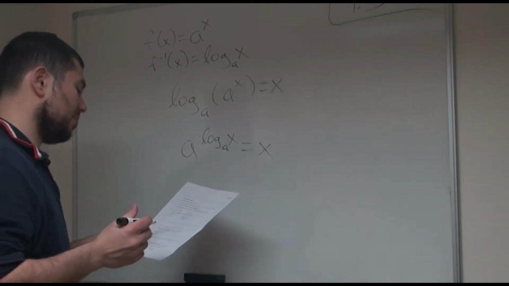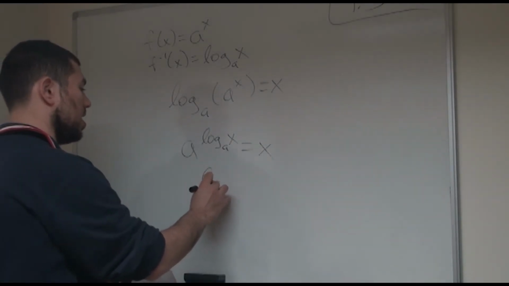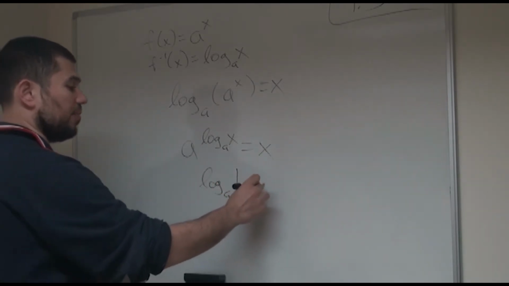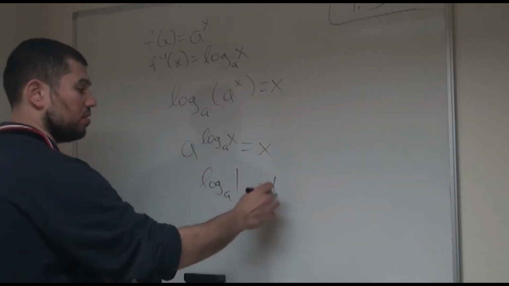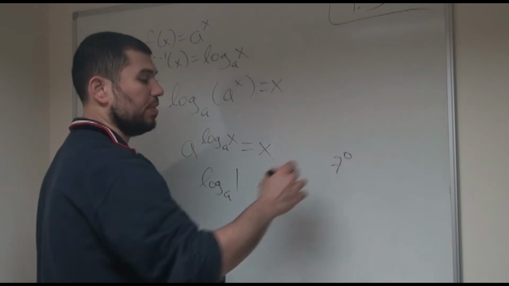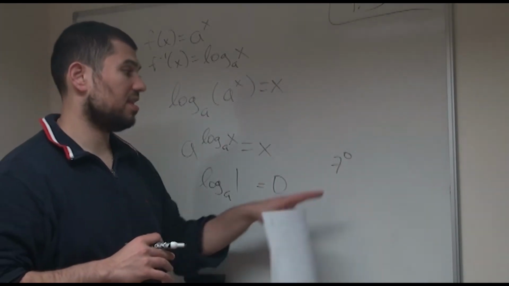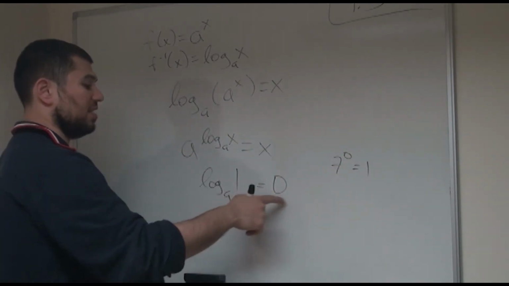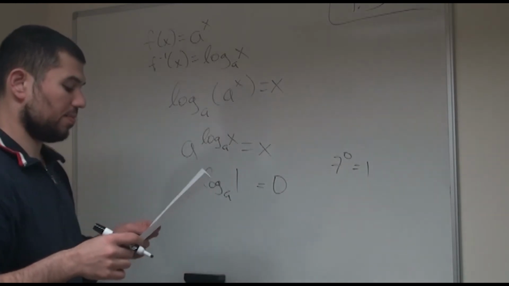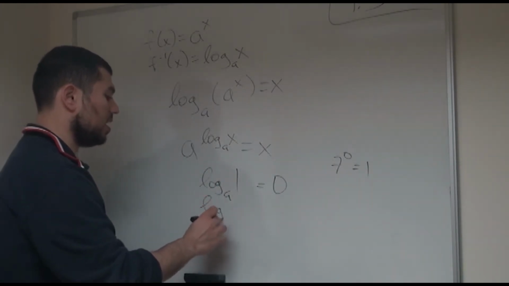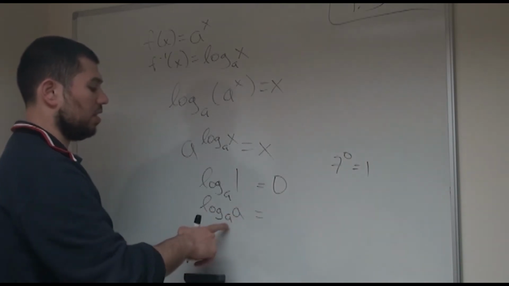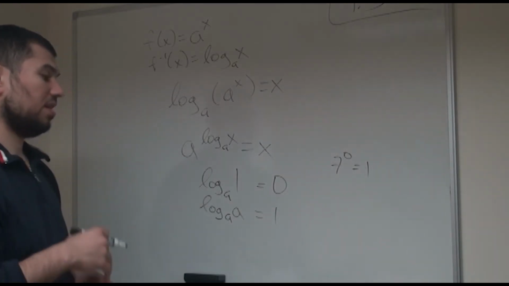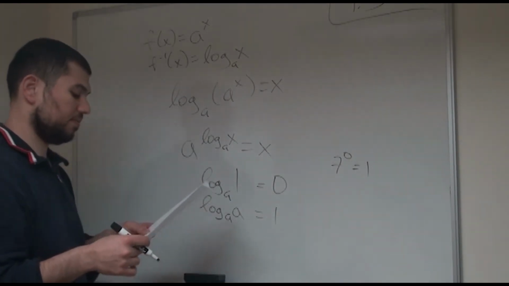1. Log to the base a of 1 is 0. So log to the base a of 1. Well, a to what power would give me 1? A number to what power gives me 1? 0. 7 to the 0, a billion to the 0, a trillion to the 0, anything to the 0 power gives you 1. So if a is any number, a to the 0 power gives you 1. That's the first property. Second one, log to the base a of a. Well, a to what power gives me itself? A to the first power. A to the 1 equals a to the 1.